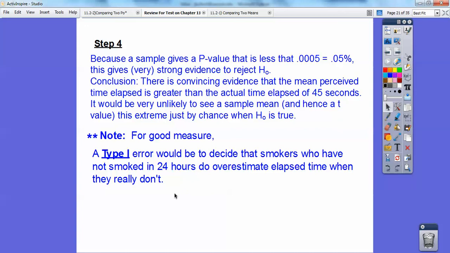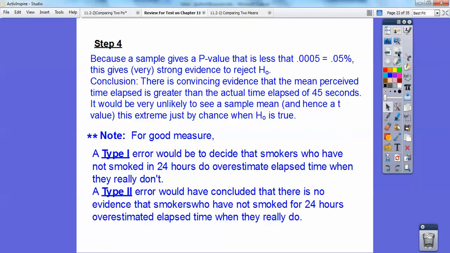So we would have decided that the smokers who have not smoked in 24 hours do overestimate the elapsed time when they really don't. But I'm positive we didn't make a type 1 error. And the type 2 error would have been, we would have concluded there was no evidence that the smokers who have not smoked for 24 hours overestimated their elapsed time when they really do. Okay, so just a review on that.